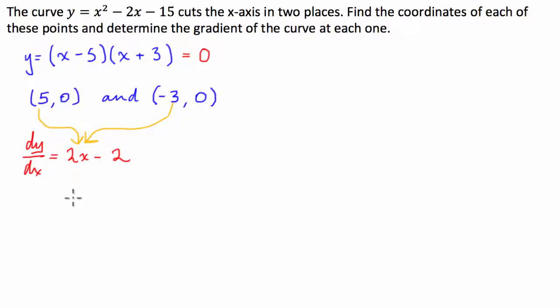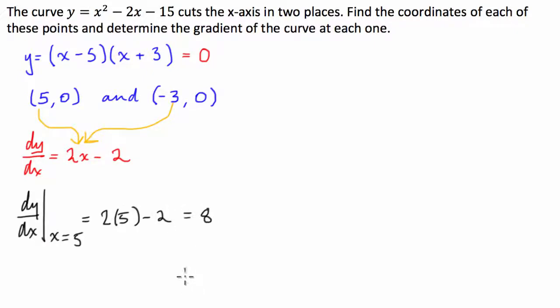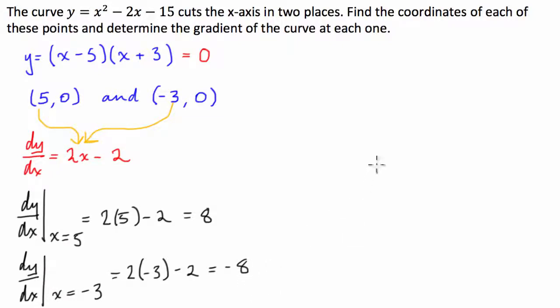Let's start with our derivative at 5. So we've got dy/dx evaluated when x equals 5 is equal to 2 times 5 subtract 2, which is 8. Cool. And we're going to have dy/dx evaluated when x equals -3, which is also going to be equal to 2 times -3 minus 2, which is equal to -8.